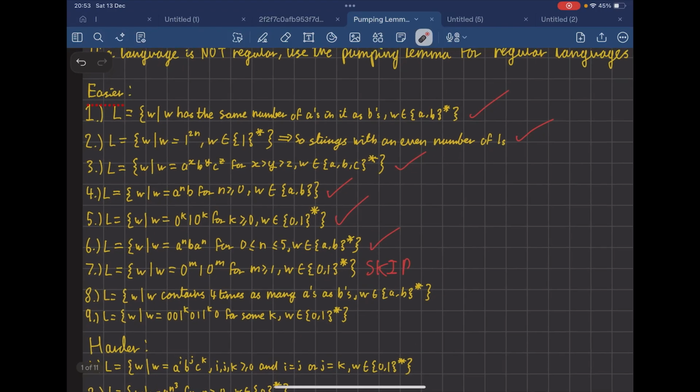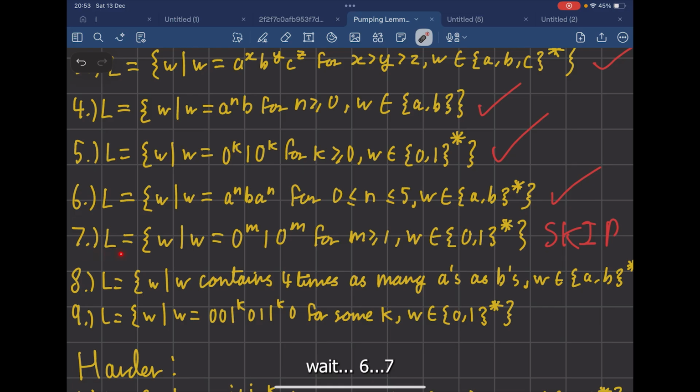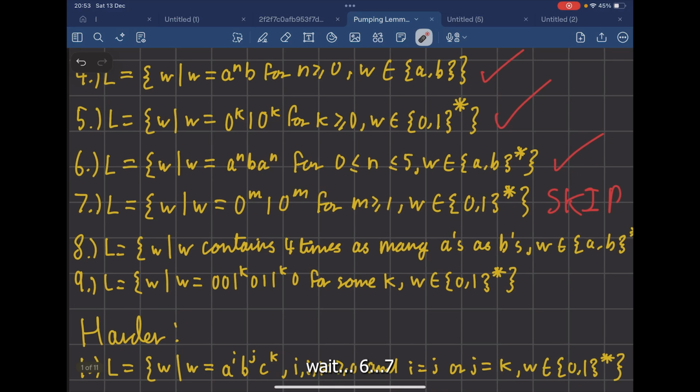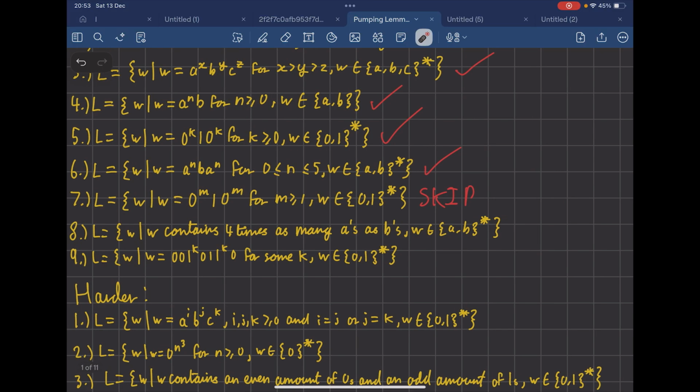Okay, we've done the first 6 questions, and we're going to skip the 7th one. So now we're going to go over to the 8th one. The reason we're skipping the 7th one is something you'll have to figure out yourself. Okay, so we're doing the 8th question. Let's copy paste it over to a new page.